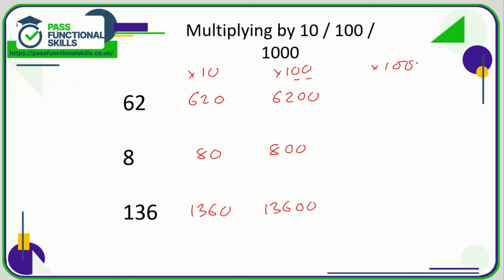When you multiply by 1,000, we are adding 3 zeros to the number. So 62 with 3 zeros, 62,000. 8 with 3 zeros, 8,000. 136 with 3 zeros, 136,000.